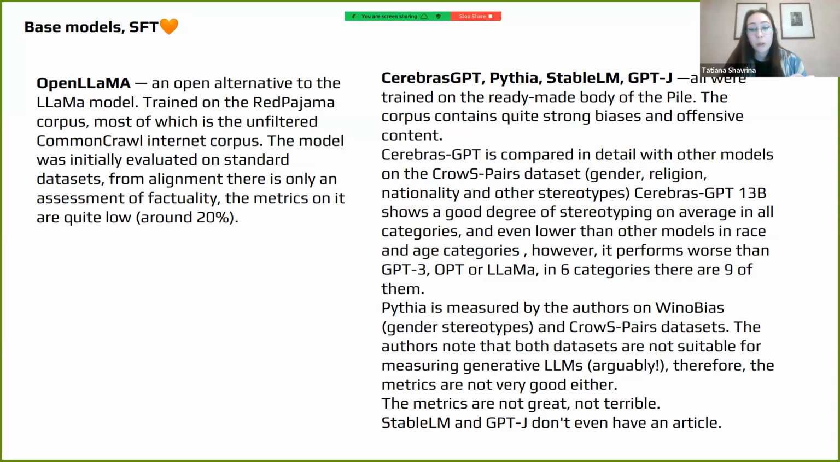However, in terms of the metrics, we see that OpenLlama has not great, not terrible, but around 20% metrics on the factual tests and alignment, so not great.